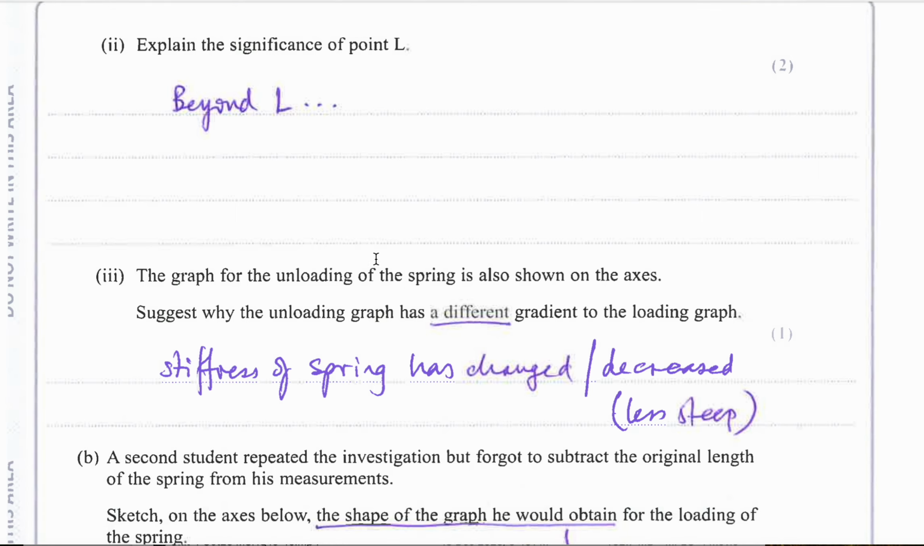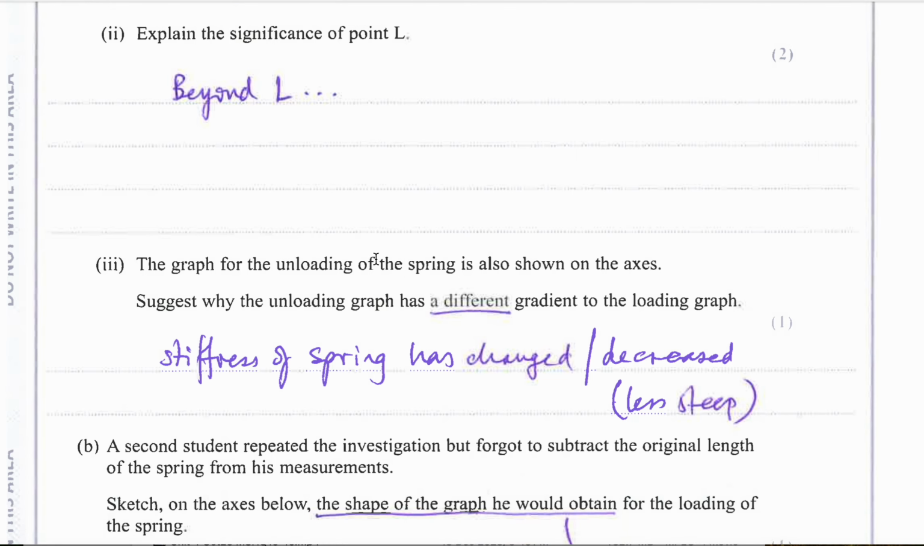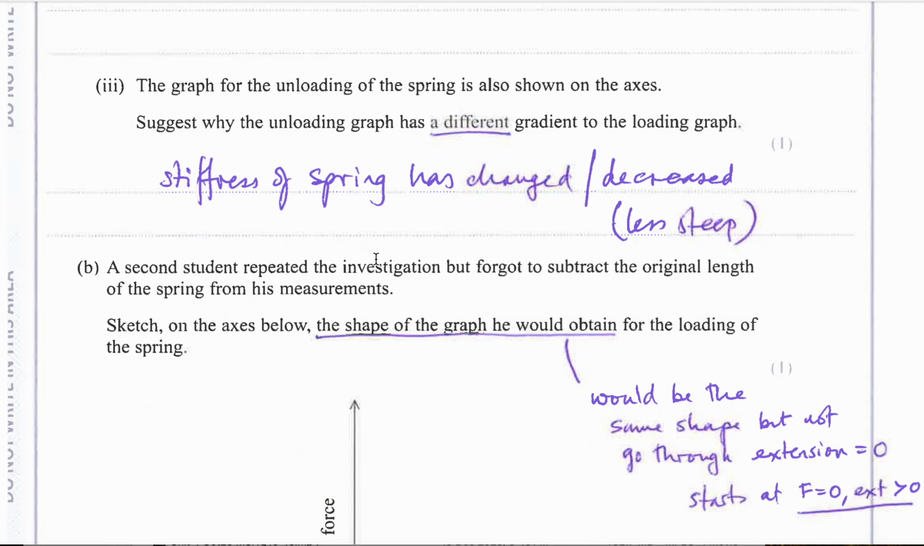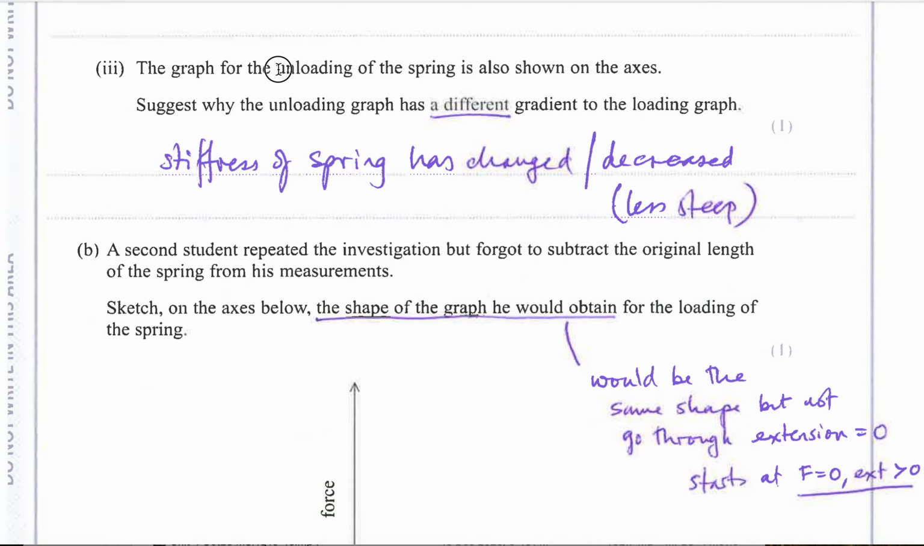The graph for unloading of the spring is also shown on the axes. I think I may have misread it. The graph for unloading is also shown on the axes. Suggest why the unloading has a different gradient to the loading graph.